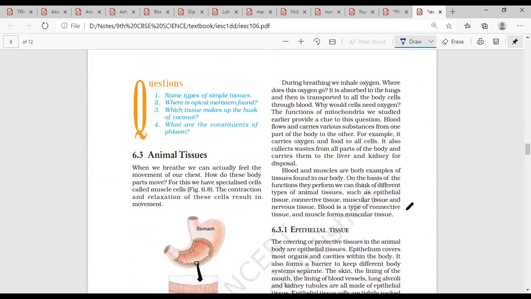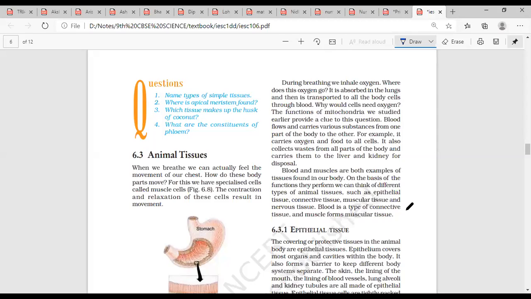So plant tissues, what you have learned: one is the meristematic tissues, continuously dividing tissues, and then permanent tissues. Permanent tissues are bifurcated into two parts, simple permanent and complex permanent. In simple permanent, you have learned parenchyma, collenchyma, and sclerenchyma, plus epidermal cells and cortex. And then complex permanent tissues, xylem and phloem. Is it clear? Yes, ma'am. Only 4 differentiation points were given, right?